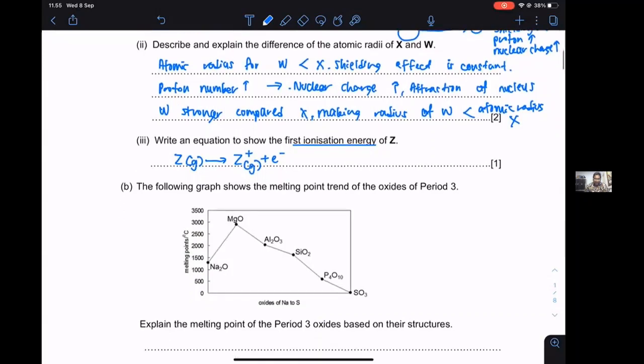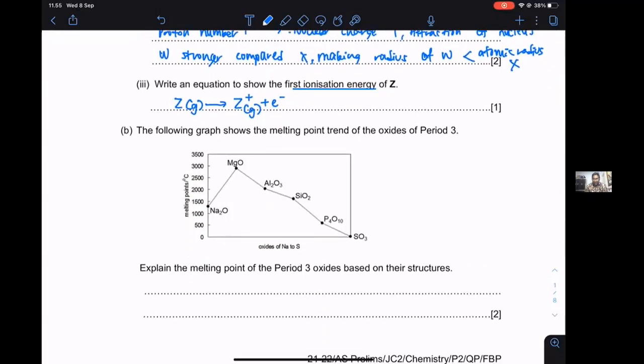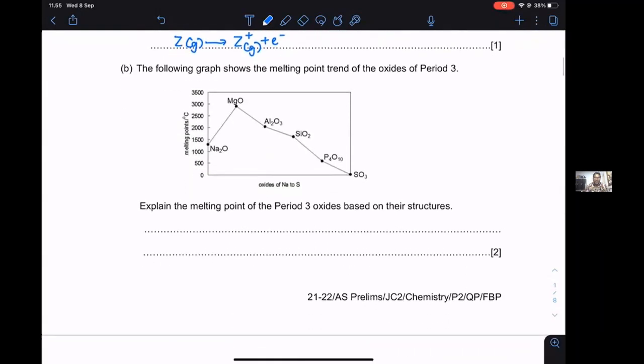Now next, the following graph shows the melting point trend of the oxides of period 3. Explain the melting point of period 3 oxides based on their structures. So here, we can divide them into 3 parts. I can divide them here, and I can divide SiO2 as 1 part, and this into another. What can I say about the melting point of the oxides of Na, Mg and Al?